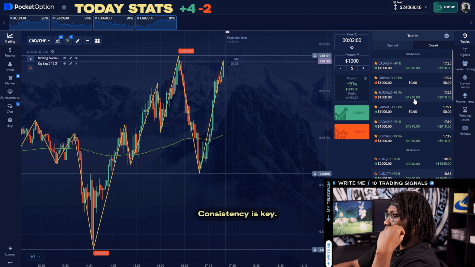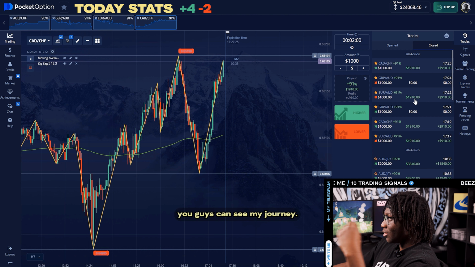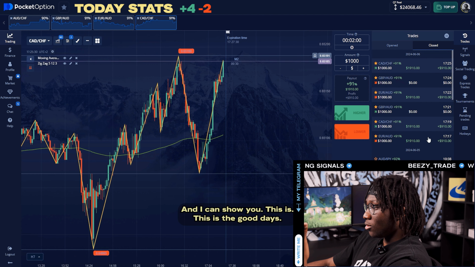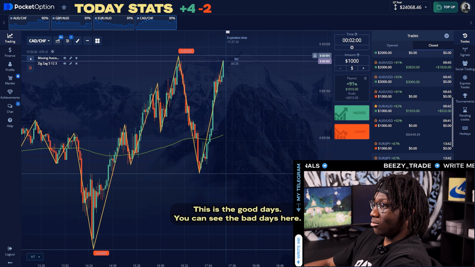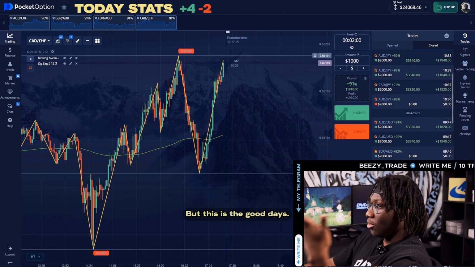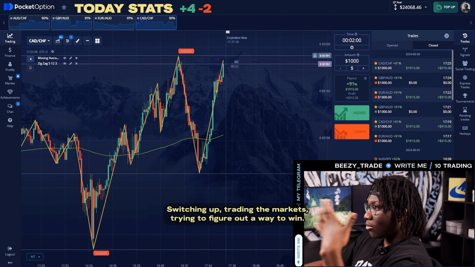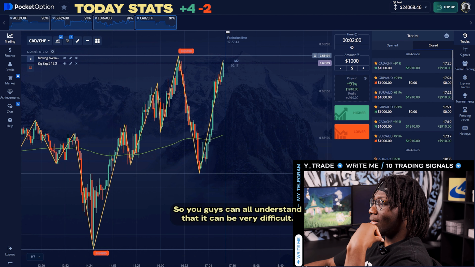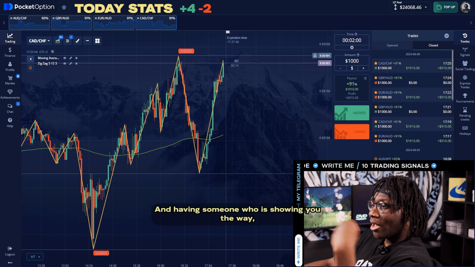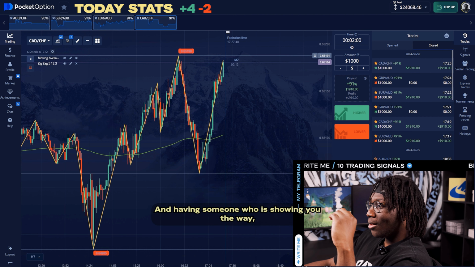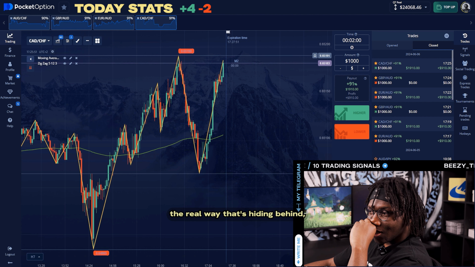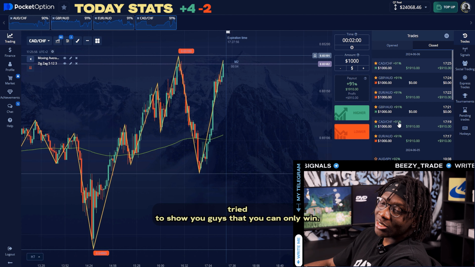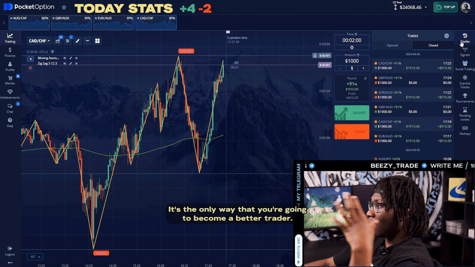Consistency is key. Doing this every day, you guys can see my journey. You can see how everything goes, and I can show you. This is the good days. You can see the bad days here. That is ridiculous, but this is the good days. Switching up, trading the markets, trying to figure out a way to win. So you guys can all understand that it can be really difficult, and having someone who's showing you the real way, not hiding behind a screen or trying to show you that you can only win, is the only way that you're going to become a better trader.